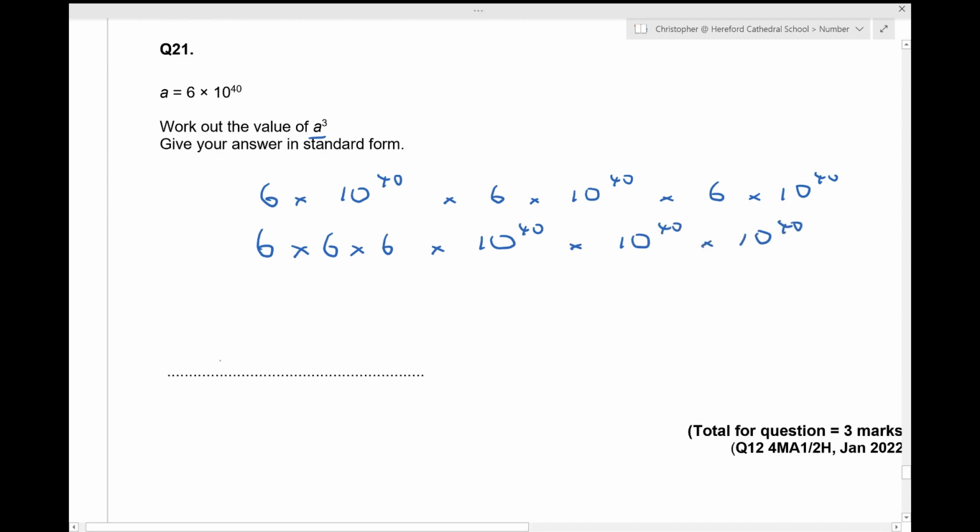Well, 6 times 6 times 6 is 216, and 10 to the power of 40 times 10 to the power of 40 times 10 to the power of 40 is 10 to the power of 120, because I add the indices. Now, is that in standard form? Not yet. I need to write it as 2.16. And then I've taken off 2 powers of 10 there, so I must add them there.